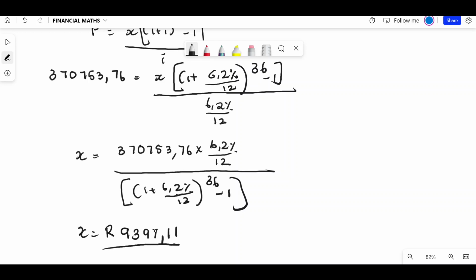Okay, I think with this we covered almost all different types of questions from financial mathematics.